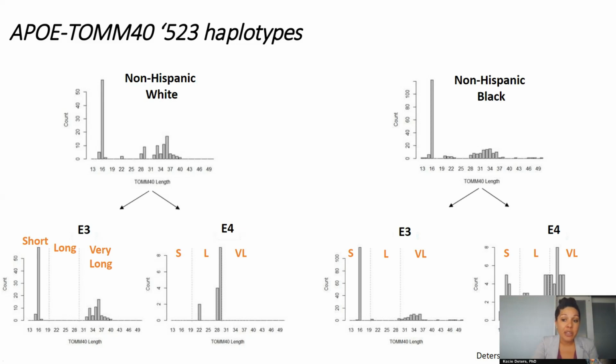Now, if you're Black and E3, you have a very similar variation of short and very long. But if you're Black and E4, wow, the variation is just striking, right? It's pretty much all over: short, long, very long. This is very different than white E4 carriers, and this variation has yet to be really investigated with other AD phenotypes to see what this might mean for Black E4 carriers.